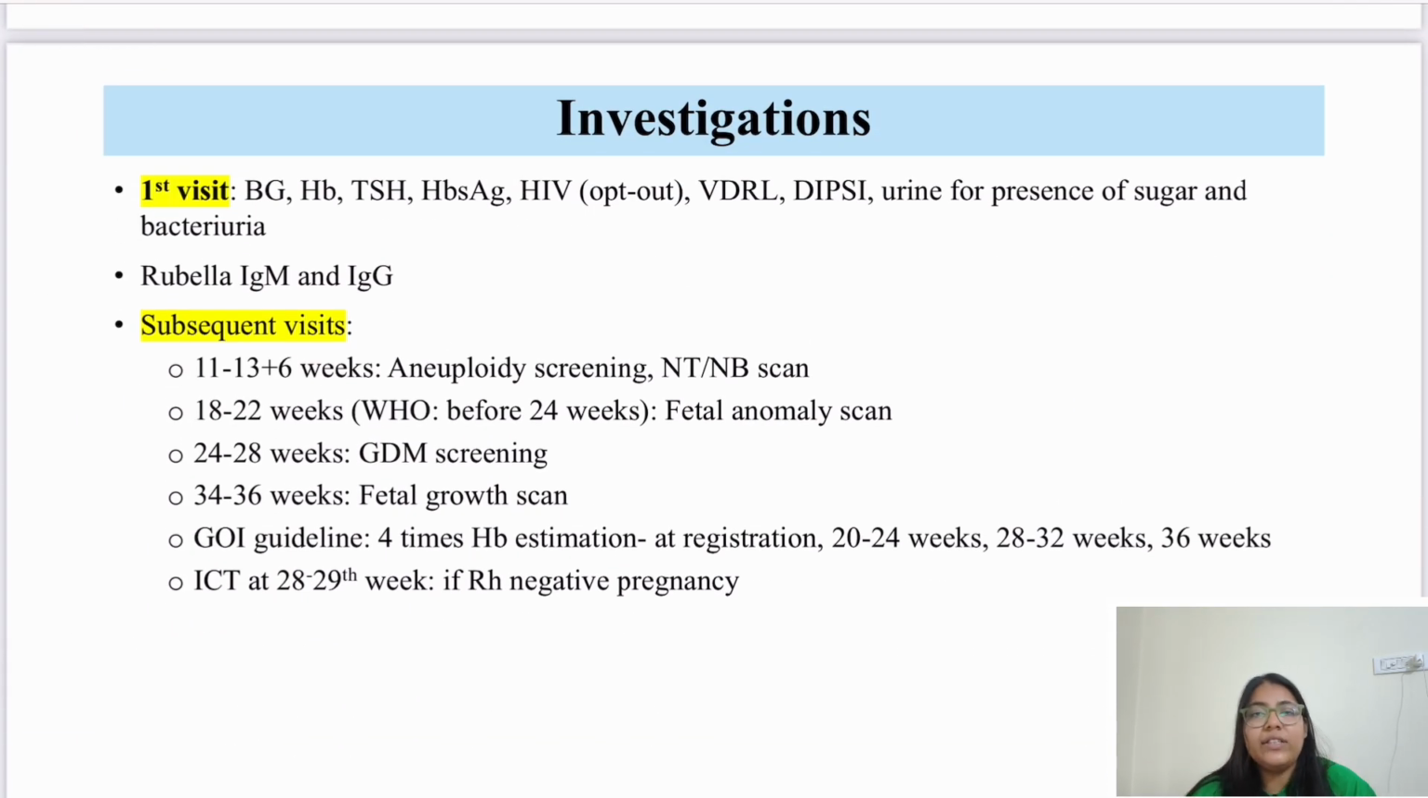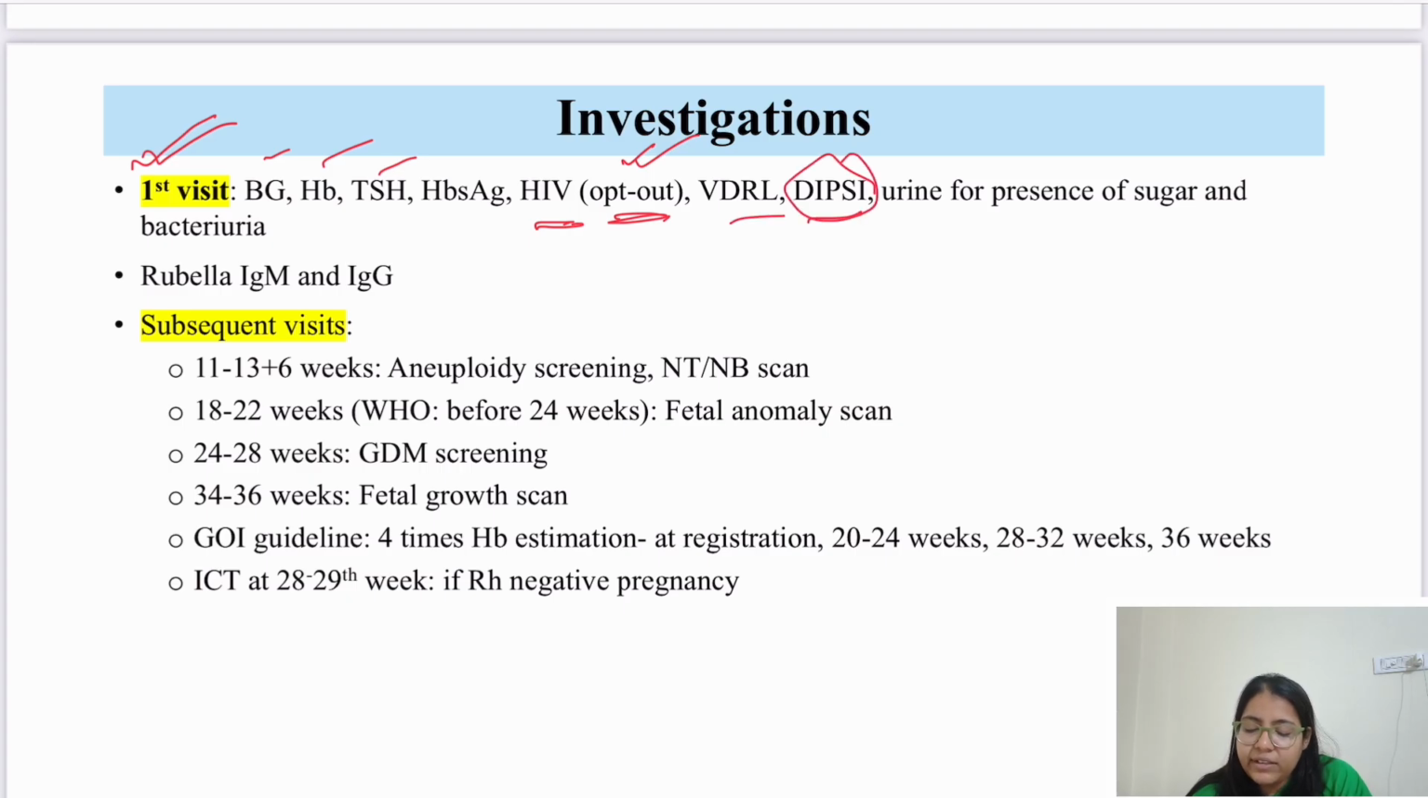So what are the investigations you advise the patient? In the first visit, you should tell all these investigations to do: blood group, hemoglobin, TSH, viral markers. HIV is an opt-out test. The patient can opt out. She may deny, she does not want to do HIV, and we just cannot force her to do it. Okay, so this is an opt-out test.